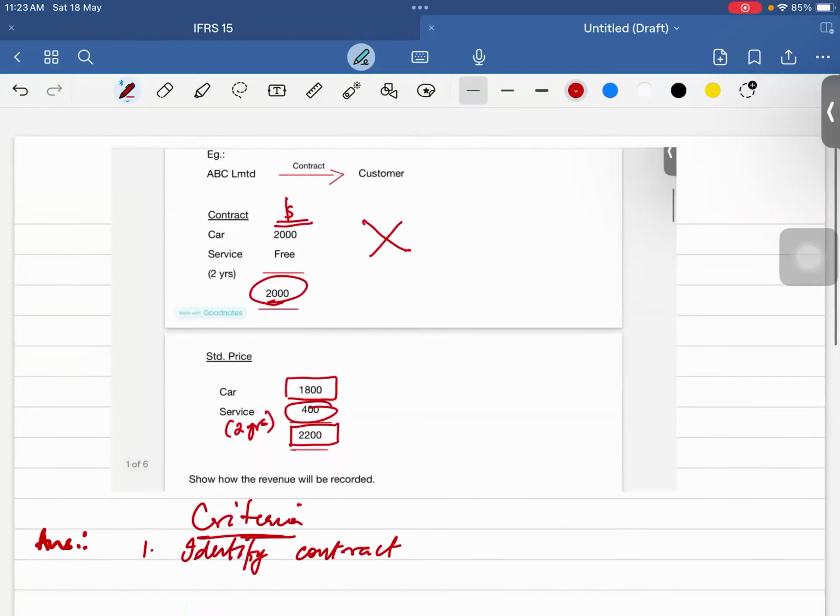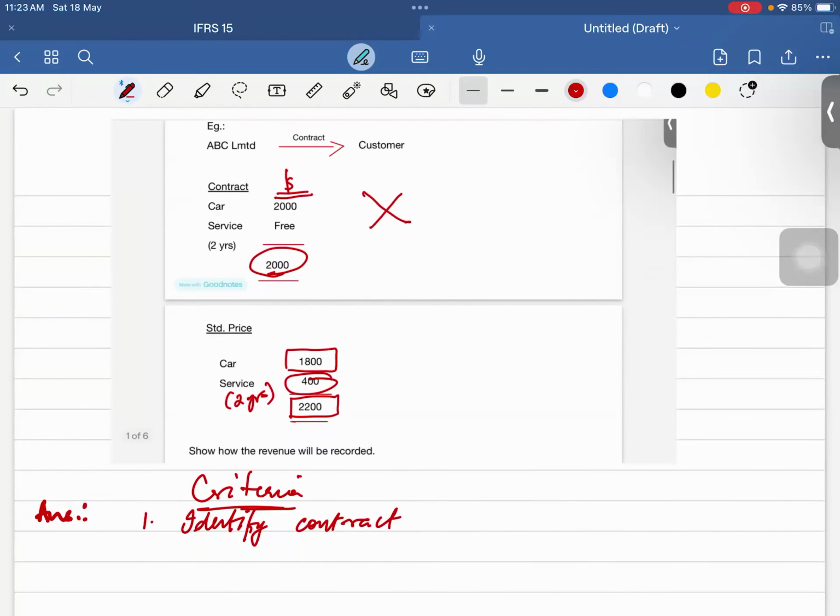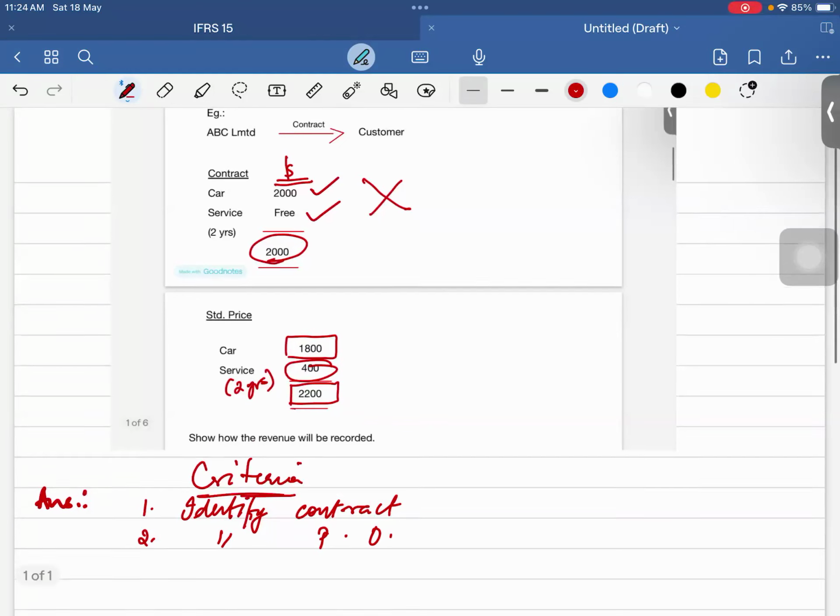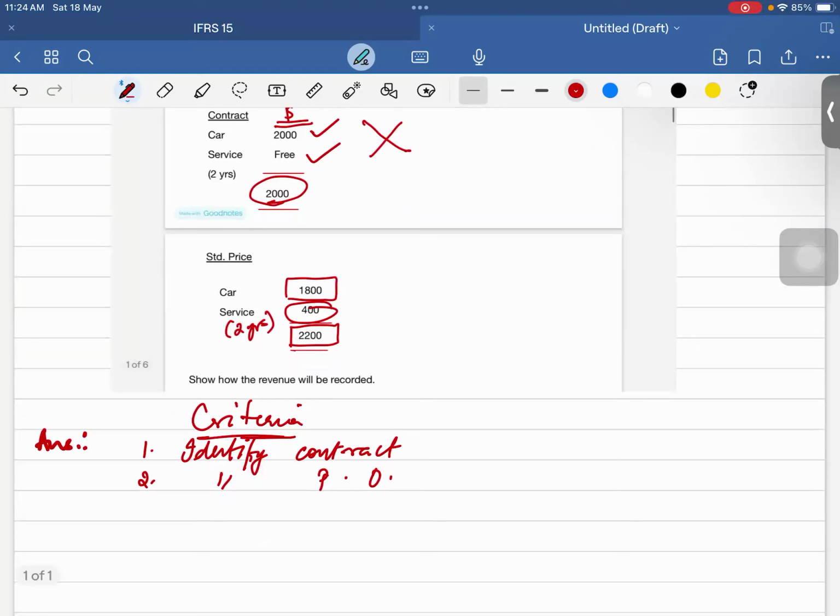Yes, right. The contract is to provide a car for 2,000 and a service free for 2 years, and the contract is going to be priced at 2,000. So you identified the contract. Second one, do you identify the performance obligation? Is the performance obligation identified? Yes, right? You have to deliver the car. You have to give service for 2 years. So the performance obligation is also met. This is the performance obligation.